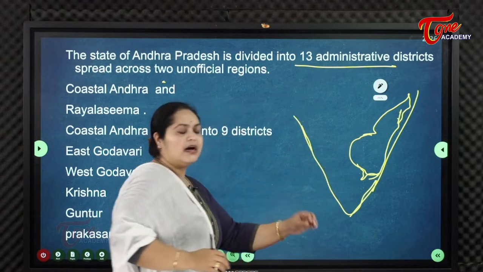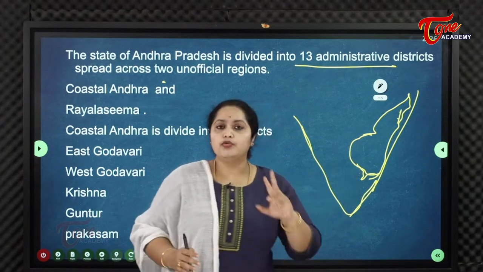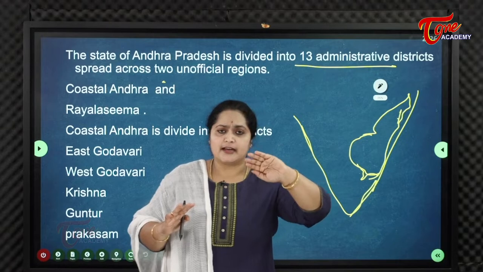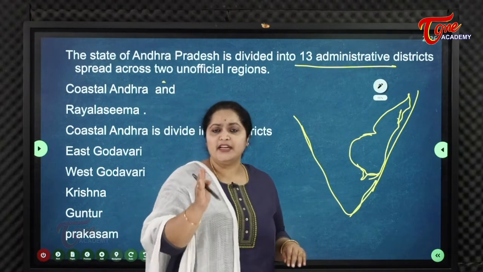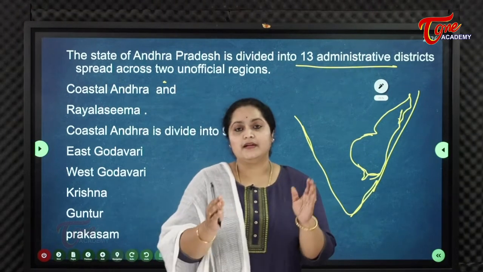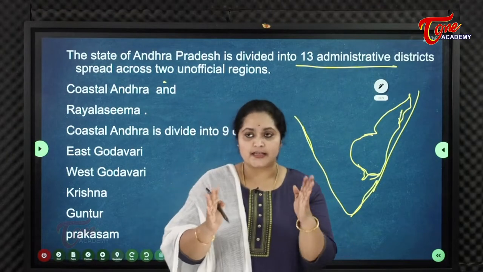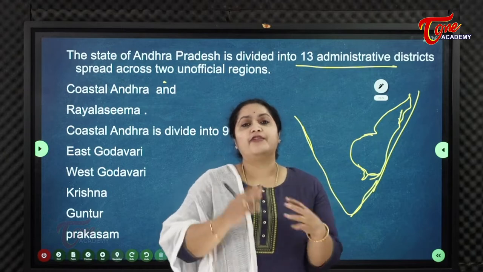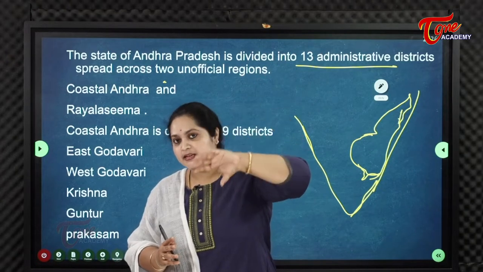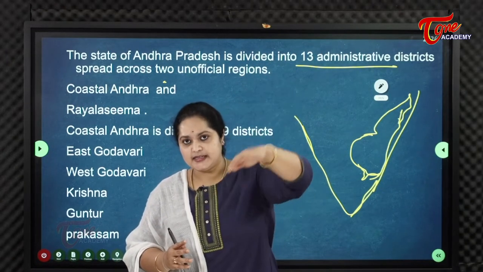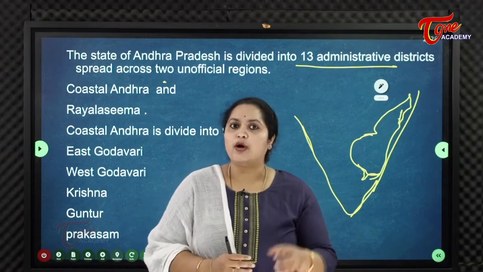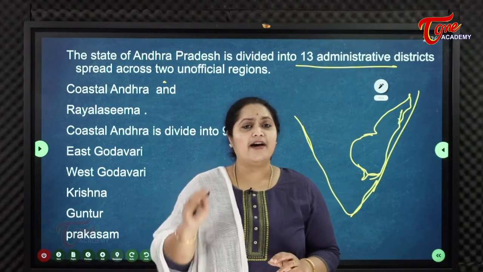Regionally, unofficially, we have divided Andhra into two regions, depending upon geographical features and climate. These are unofficial, not official. Officially, administratively, we have only 13 districts. Unofficially, region-wise, we have coastal Andhra, meaning the districts in the coastal or seaside area of Andhra Pradesh, and Rayalaseema. In coastal Andhra, we have 9 districts, and in the Rayalaseema region, we have 4 districts.